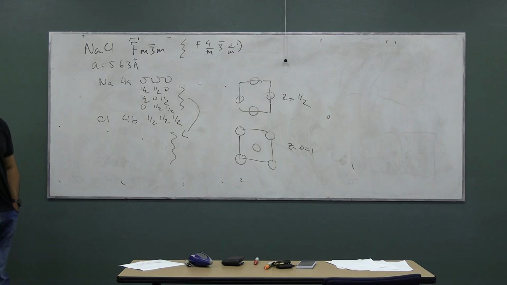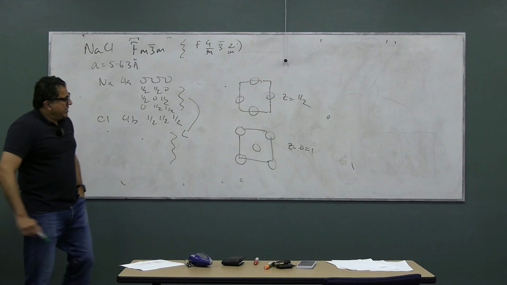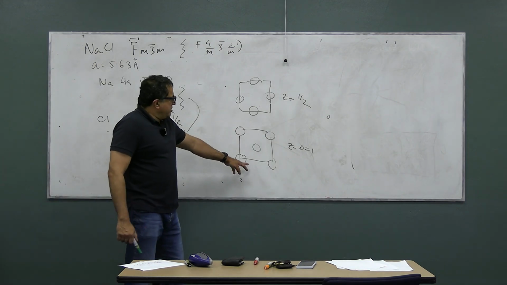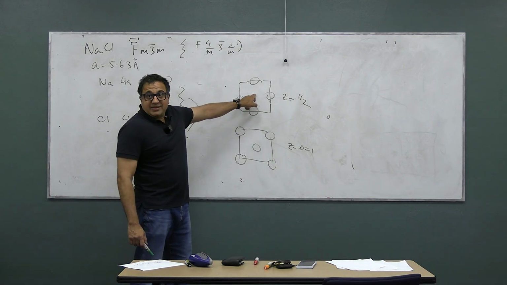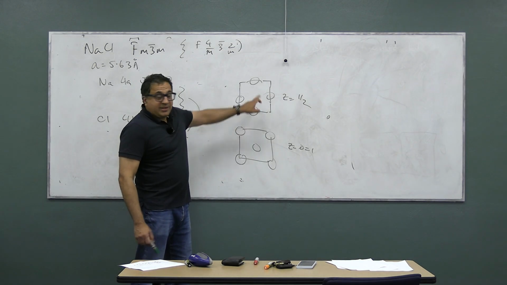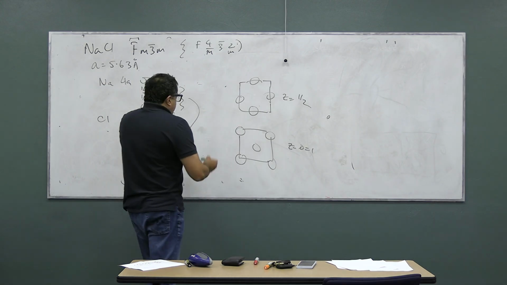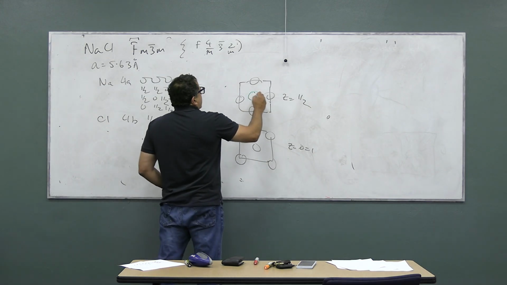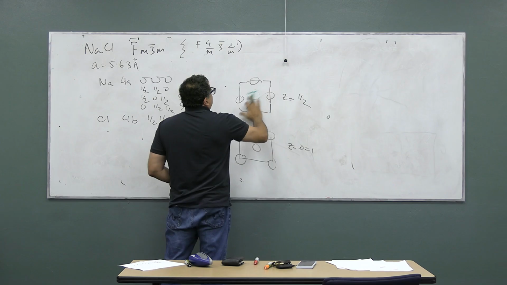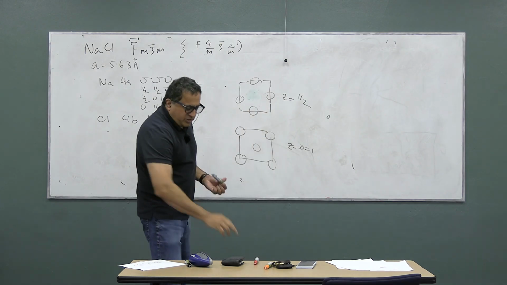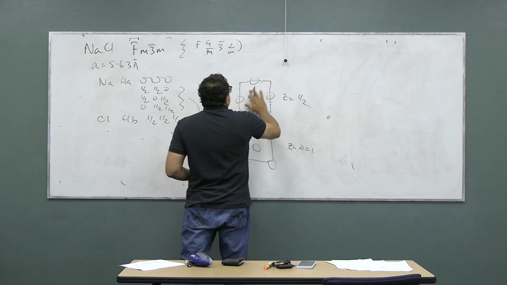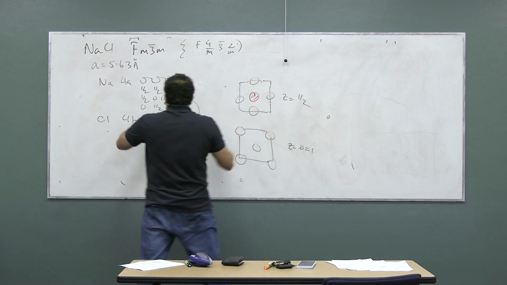Okay, I'll give you a hint. 0, 0, half. You said here, 0, 0, half? That'd be correct. Yeah. Okay, let's put the chloride here at half, half, half. And then you can try and guess the rest. This is this half, half, half, right?